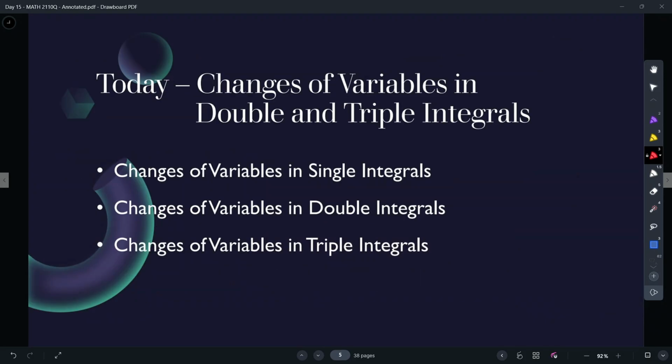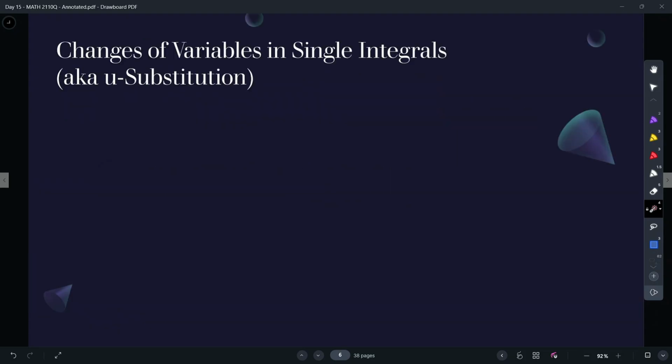I'm going to start by reviewing changes of variables in single integrals, even though previous calculus classes cover that. But then we're going to do changes of variables mostly in double integrals. And then at the end, I'll show you how to do it in triple integrals. So what is a change of variables in single integrals? It's what we knew as U substitution.